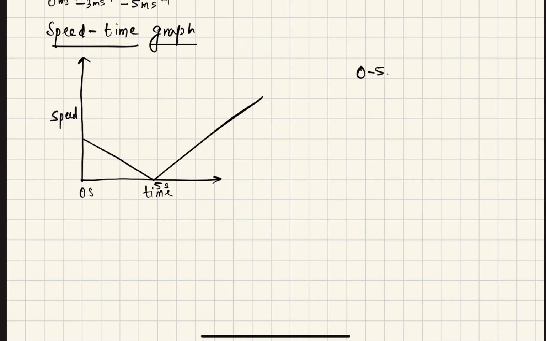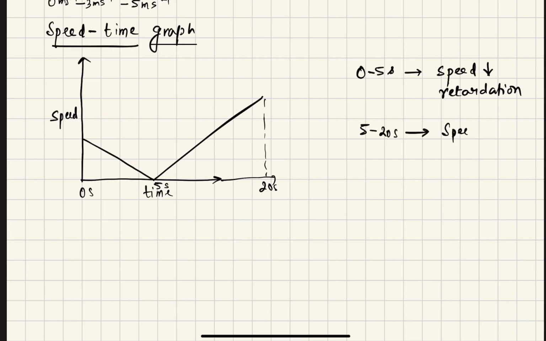From 0 to 5 second, speed has decreased. So here the speed has decreased, that means there has been retardation. Okay, and then from 5 seconds to say 20 second, the speed has increased. So here there is acceleration. Here the speed has decreased and then the speed has increased.